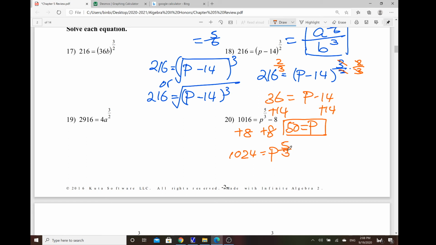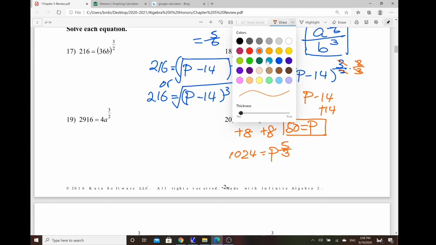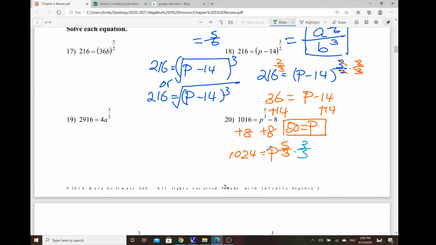And then 5 thirds, that's the exponent. So we need to multiply by the reciprocal, which is 3 fifths, on both sides with the power. So this one cross cancels, and then we're left with p. And that's what we need to solve. And a lot of people might be wondering, well, that's a big number. What's the fifth root of 1024, to the power of 3?